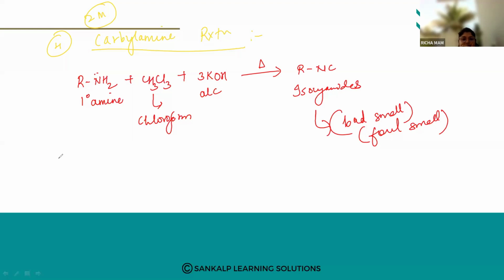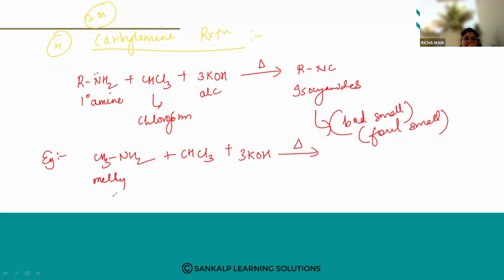So I'll give you an example now. You tell me the answer. I have taken methylamine, and I'm going to react it with CHCl3. Yes, CHCl3, not CH3Cl. Chloroform is CHCl3. I'm going to react it with 3KOH. So I'm heating methylamine with chloroform and alcoholic KOH.